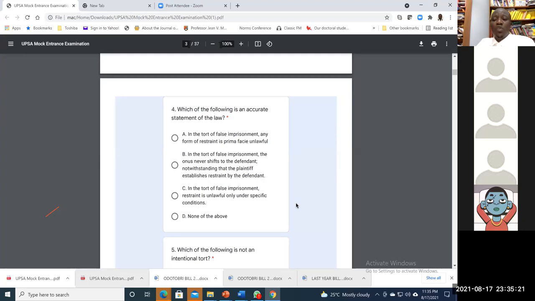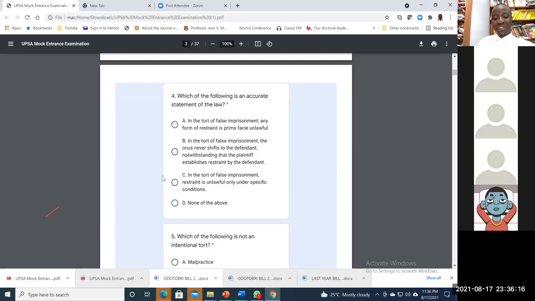Let's suppose that the court has remanded you. The court has remanded you. That is a form of restraint. Will that amount to the restraint being unlawful? Certainly not. So the argument that any restraint is prima facie unlawful means that so long as someone is restrained, the initial assumption or impression is that the restraint is unlawful. That is not really the case. Now, in some cases, yes, that may be true, but there are other cases where that's not the case. And that is why I will prefer C as the most accurate statement of the law. Has anybody got a contrary opinion?